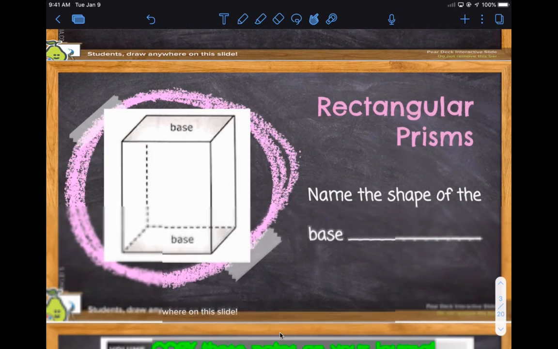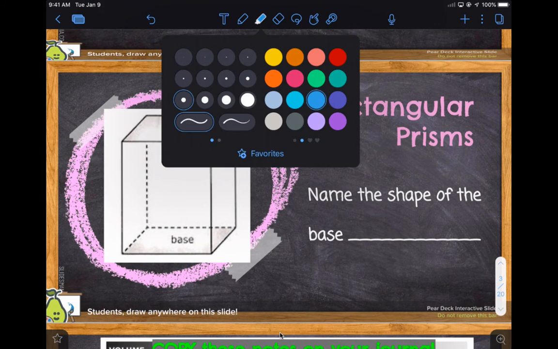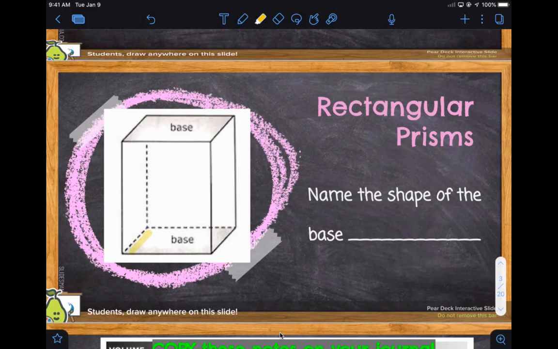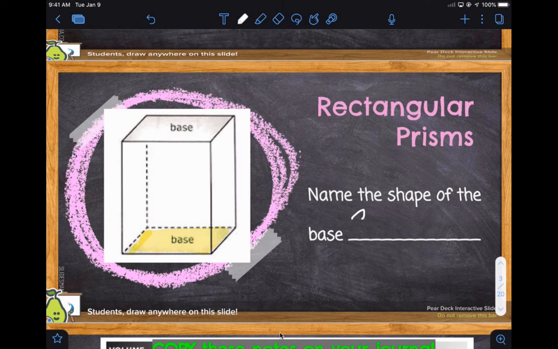Here is a very basic question: name the shape of the base. I see the base here being a rectangle, so I will say the base of this shape is a rectangle. We are pretty much done with that slide number 3. Then we move on.